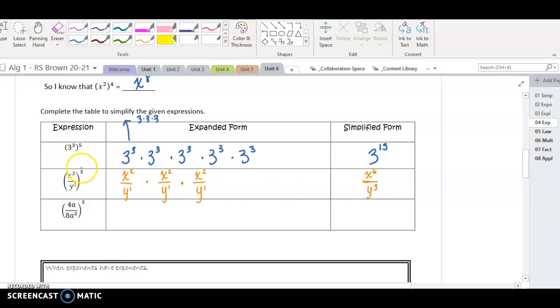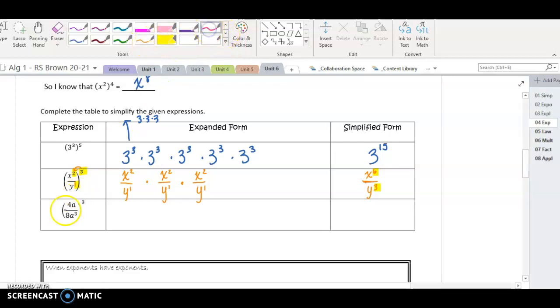Now, if I multiply the 3 times the 2, what do I get? 6. Let me highlight this up here for you. 3 times 2 is 6. And then 3 times 1 is 3. See how that's working?